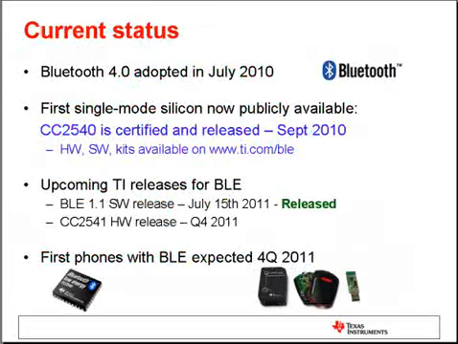Current state of the union of Bluetooth Low Energy. As I mentioned earlier, Bluetooth SIG adopted Bluetooth 4.0 and introduced Bluetooth Low Energy in July 2000. TI introduced the first single-mode silicon for Bluetooth Low Energy, namely CC2540, in September 2010. This solution is fully certified, and hardware and software kits and collateral have been available on the web at ti.com/BLE. Since then, we have continued to invest in BLE from both a SIG, hardware, and software standpoint. We are active participants in numerous working groups in the Bluetooth SIG, working on specifying use cases to further BLE and helping our customers realize their needs.